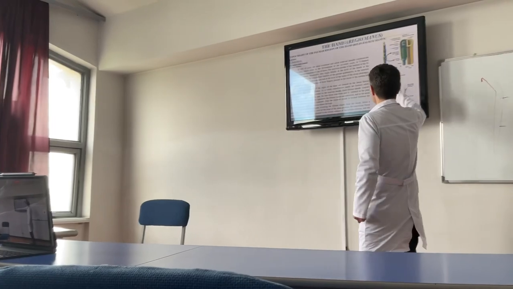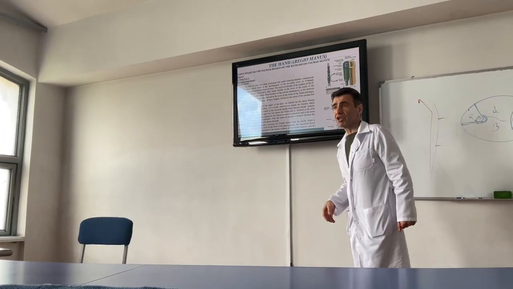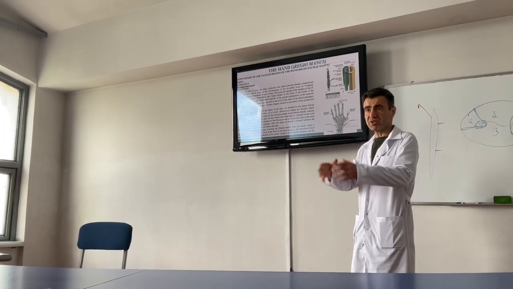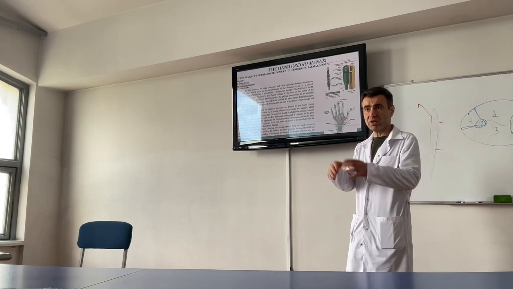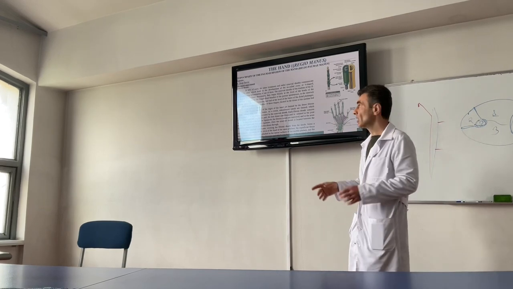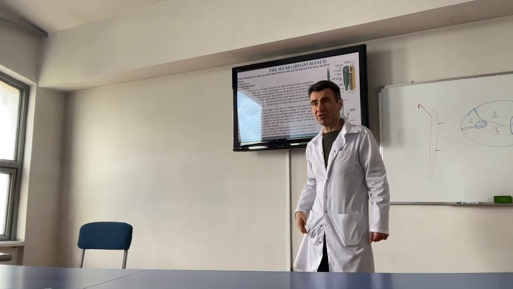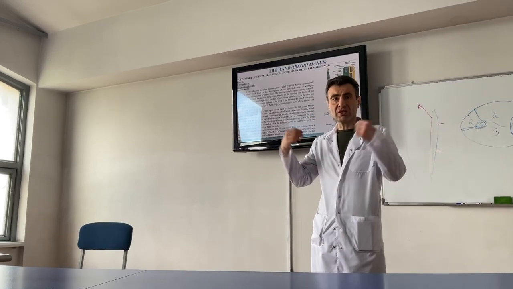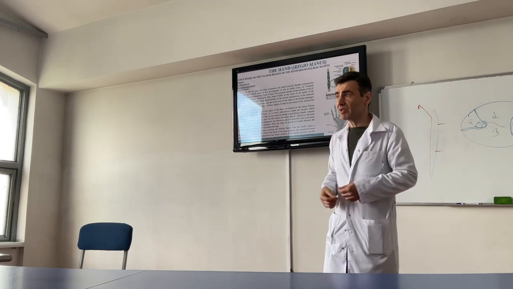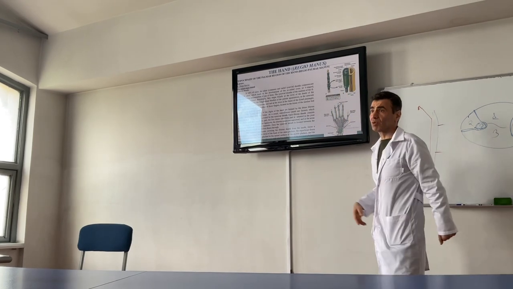Tendons in the fingers have two sheaths. It is the fibrous sheath, which is located superficially, and the synovial sheath, which is located inside. The fibrous sheath, as you remember from your anatomy, has two types of ligaments. It is the cruciform ligaments and the annular ligaments. The synovial sheath contains two layers.